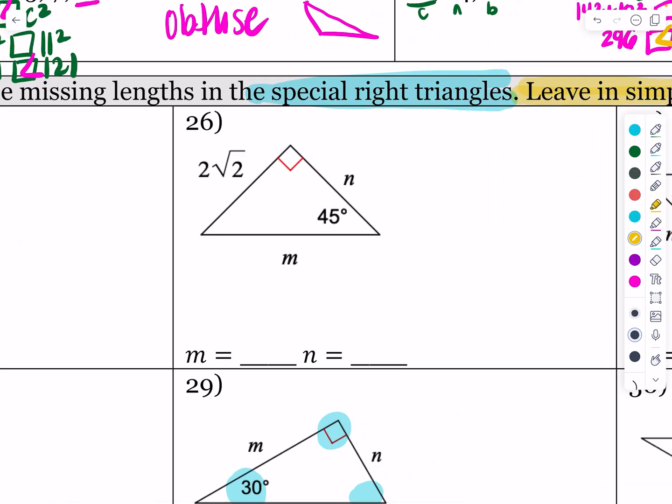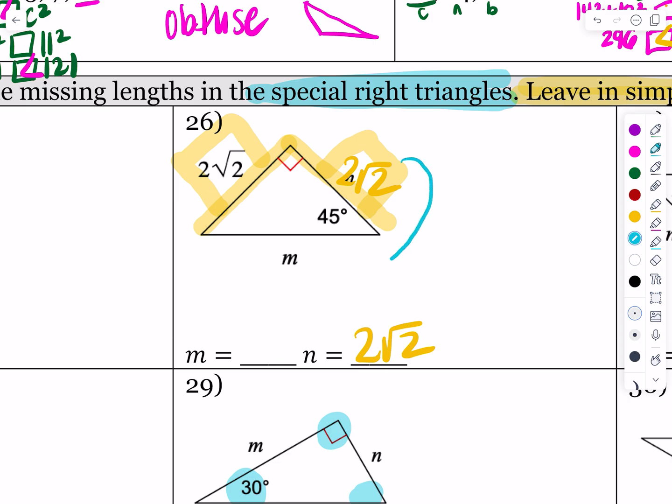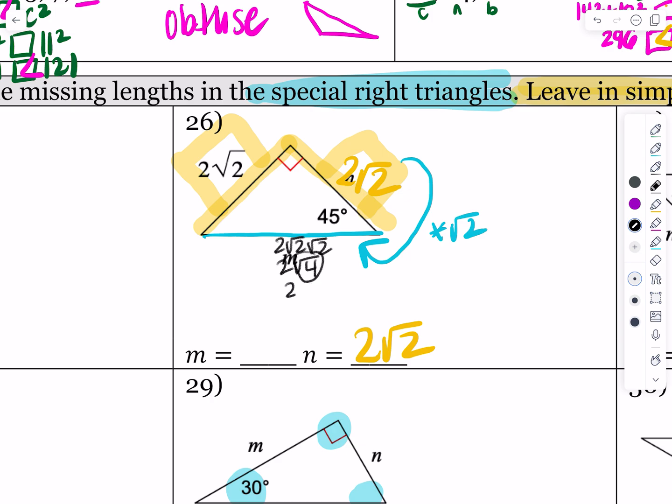Okay, so let's color code that again. This is a 45, 45, 90. So there are my legs that are congruent. So this is 2 root 2. So this one is also going to be 2 root 2. N is 2 root 2. What is my hypotenuse going to be? My hypotenuse, I'm getting bigger, so I'm going to multiply by root 2. Whenever you have 2 root 2 times another root 2, that's going to become 2 root 4. What is the square root of 4? 2 wholes, and then 2 times 2 is 4. So I know that's a lot of work, but my total for my hypotenuse is 4.